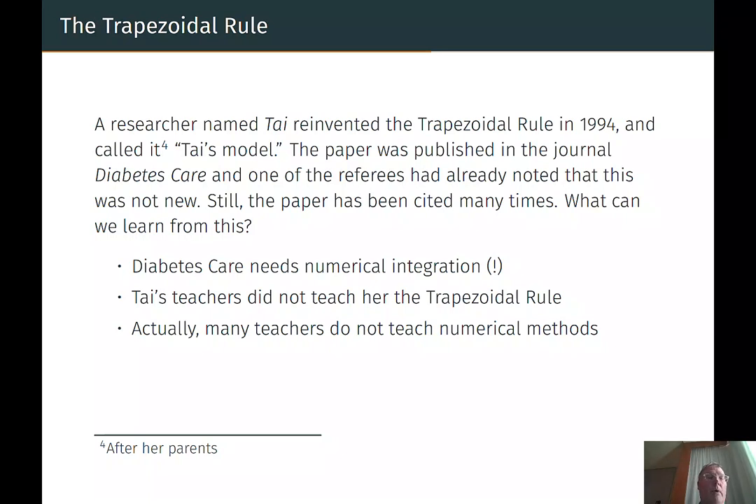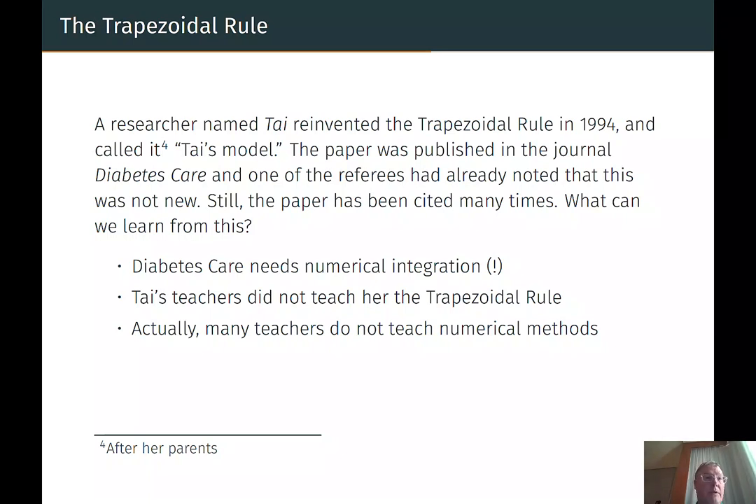So for example, a researcher named Tai reinvented the trapezoidal rule and published a paper in 1994 and called the rule Tai's model after her parents. The paper was published in the journal Diabetes Care. And one of the referees had already noted that this was not new, but the paper was published and it has been cited many, many times.